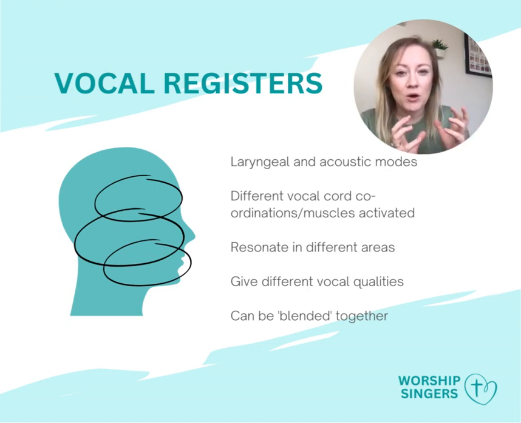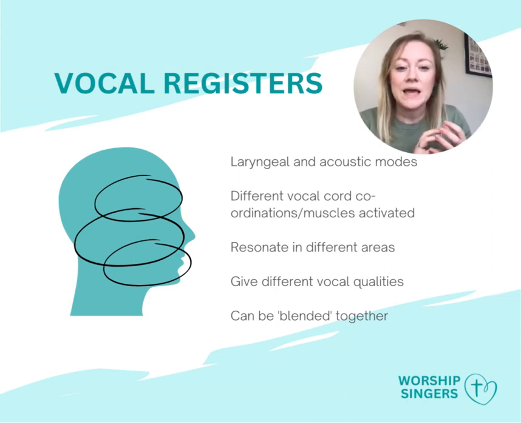I'll explain a little bit more about acoustics as we go along, but the larynx, just a quick note, the vocal cords in the larynx, which sit like this in your throat, different muscles are involved. So different vocal cord coordinations and muscles are activated in the larynx in our two main registers, which are chest voice and head voice. I'm going to explain them a little bit more in a sec as a quick overview. But different muscles are being used. You've got the thyroarytenoid muscle, which is more dominant in chest voice, and the cricothyroid muscle, which comes and takes over and is a little bit more dominant in head voice.